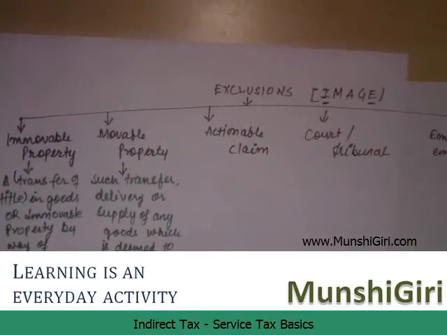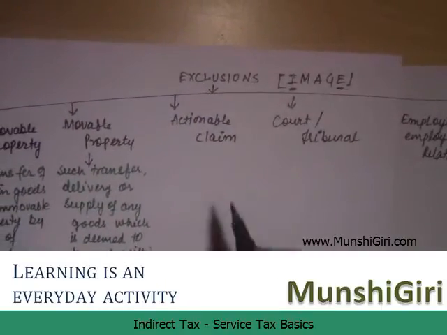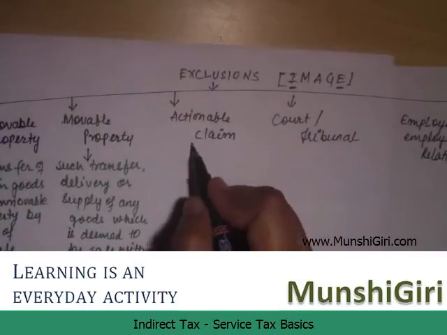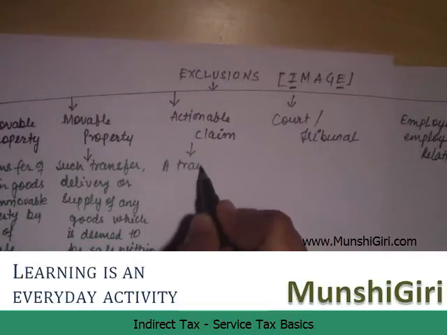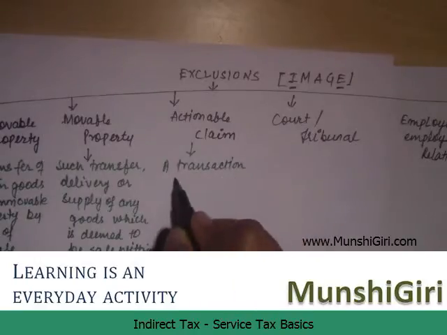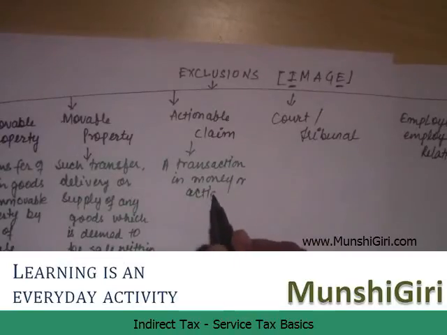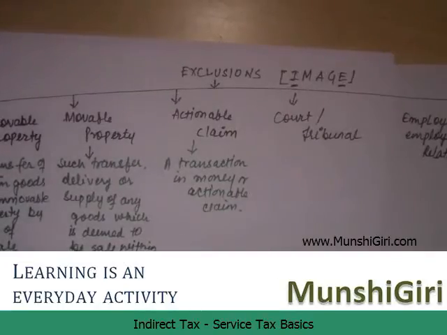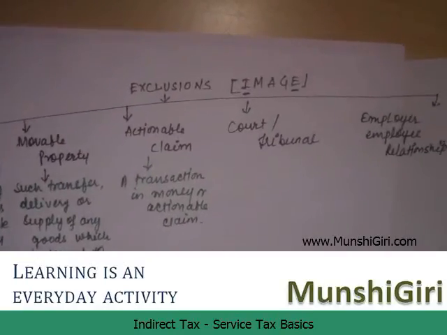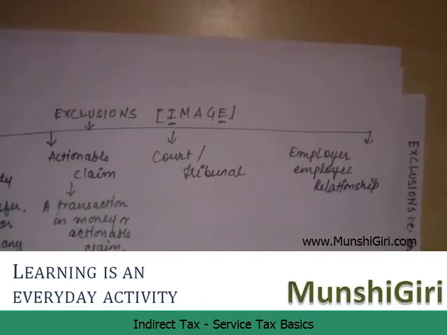Next is actionable claim. Actionable claim is a transaction in money or actionable claim. This is a transaction in money. Now an example of actionable claim is unsecured debts or a right to participate in the draw to be held in lottery. These are all actionable claims, and actionable claims are not services. So these are excluded from the definition of service, and no service tax shall be levied on the same.